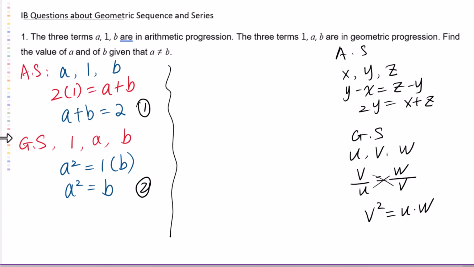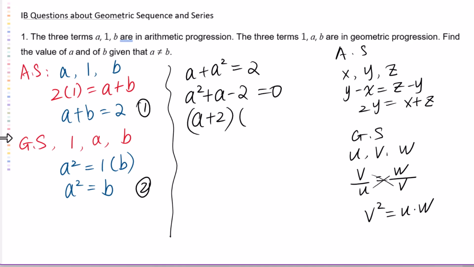Substitution. B equals A squared into the first equation. A plus A squared equals 2. This is a quadratic equation. Set equal to 0 first: A squared plus A minus 2 equals 0. A plus 2 times A minus 1 equals 0. So A1 equals negative 2, A2 equals 1.